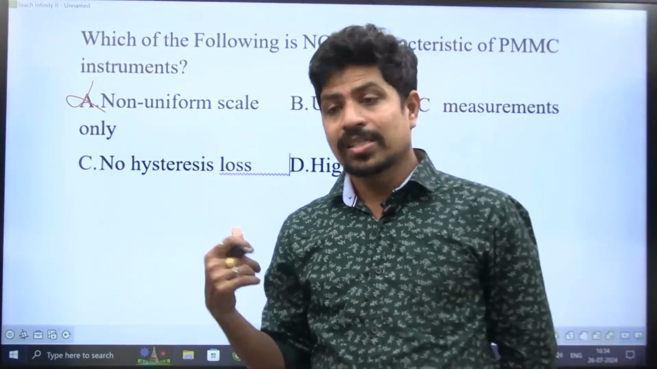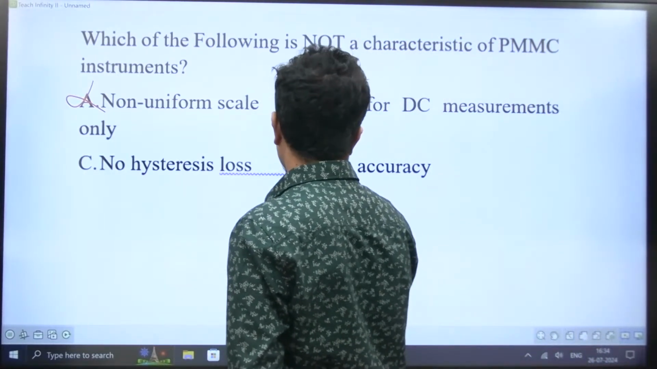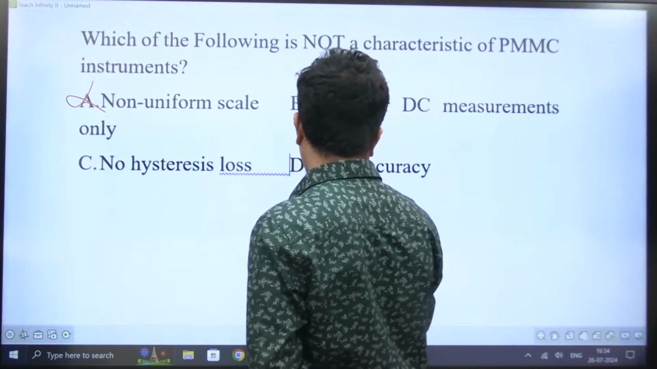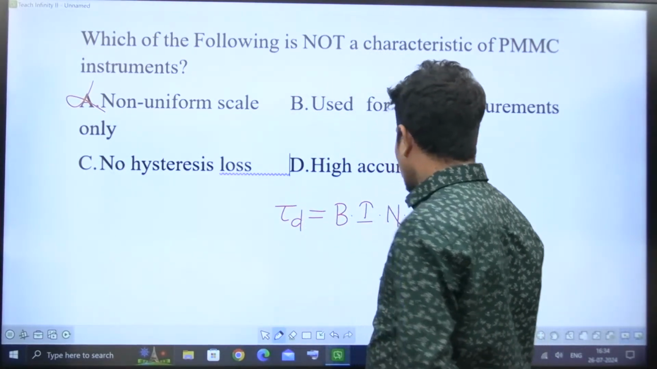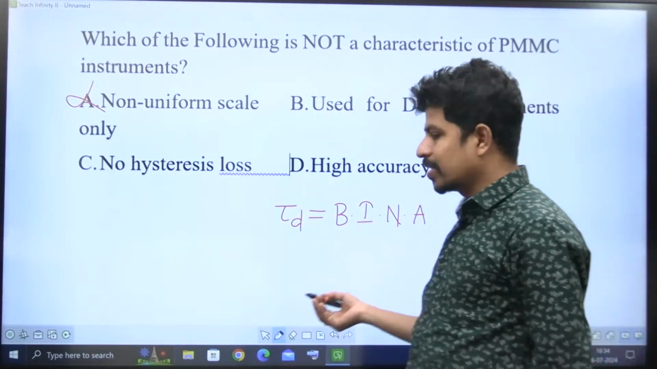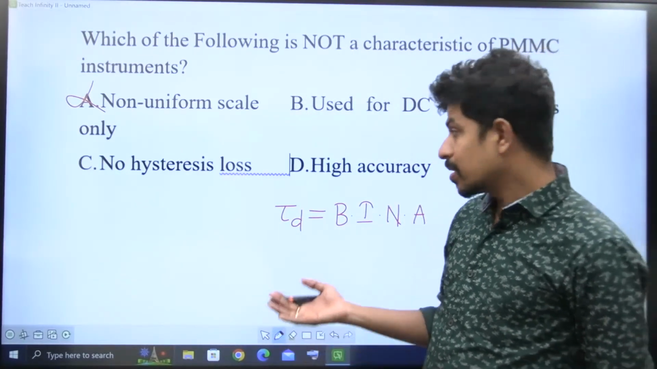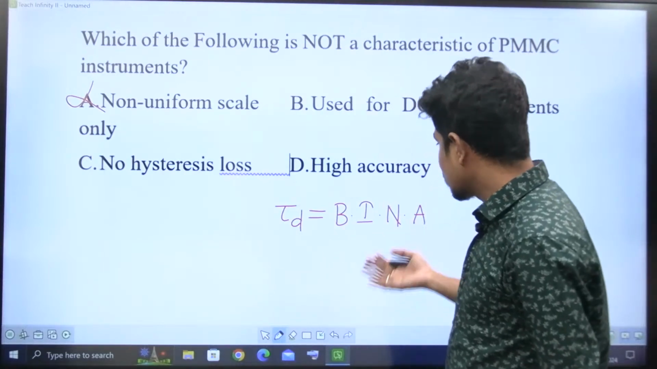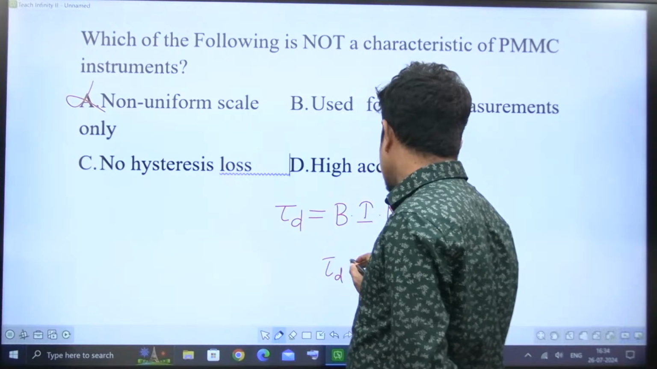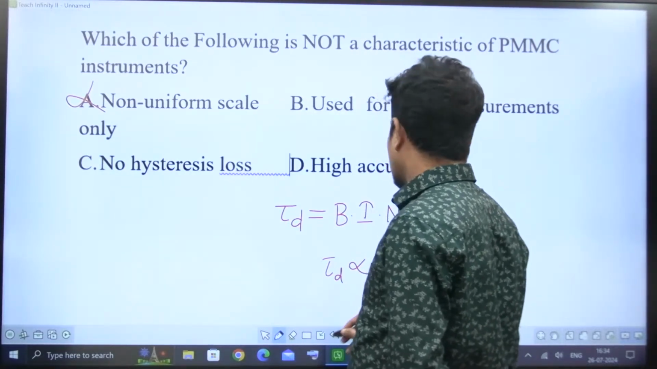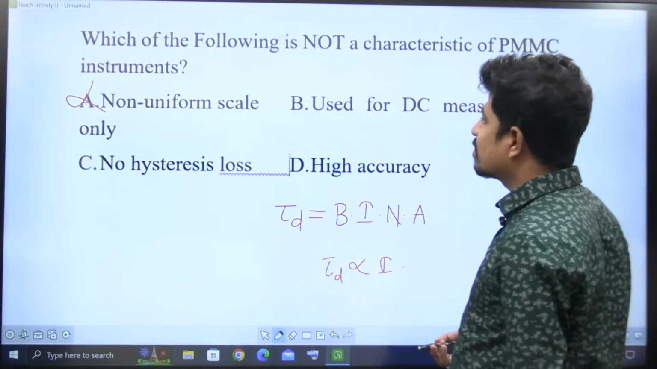But here, the deflection torque produced in PMMC, TD is equal to BINA. The easy way to remember is that Bina is a city in Madhya Pradesh, just for the purpose of remembrance. B is the flux density, I is the current, N is the number of turns, A is the area of cross section. So the deflection torque is directly proportional to current. Therefore, the scale will be linear, used for DC measurement only.